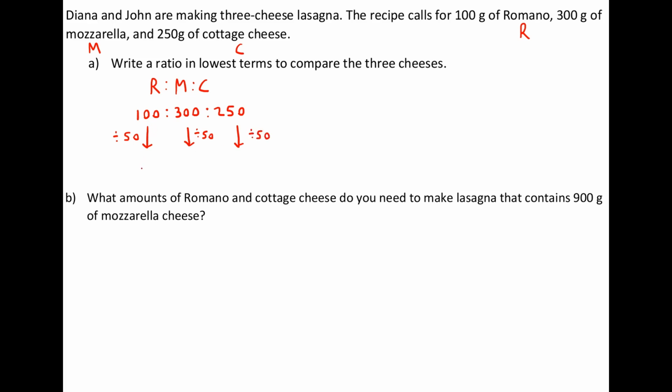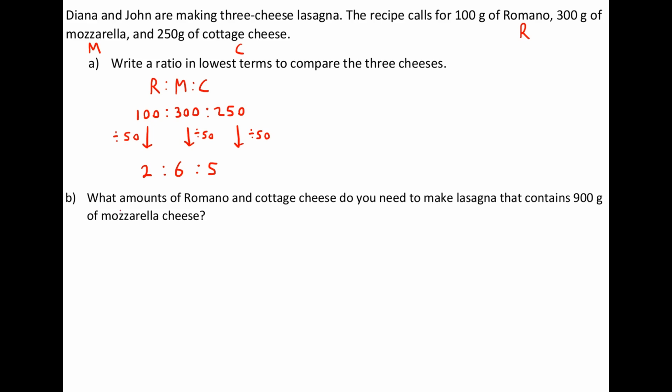100 divided by 50 is 2. 300 divided by 50 is 6. And then 250 divided by 50 is 5. Now, looking at these numbers here, although 6 is not a prime number, it's a composite number, 2 and 5 are prime numbers. So that means this is my ratio in lowest terms right here. So I'm simply finished now.